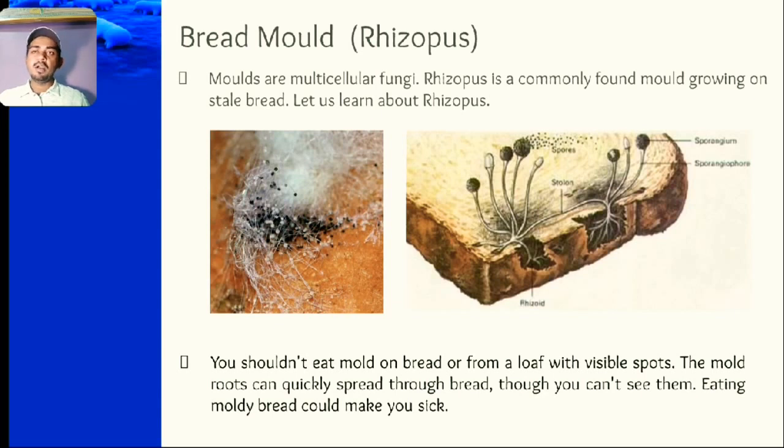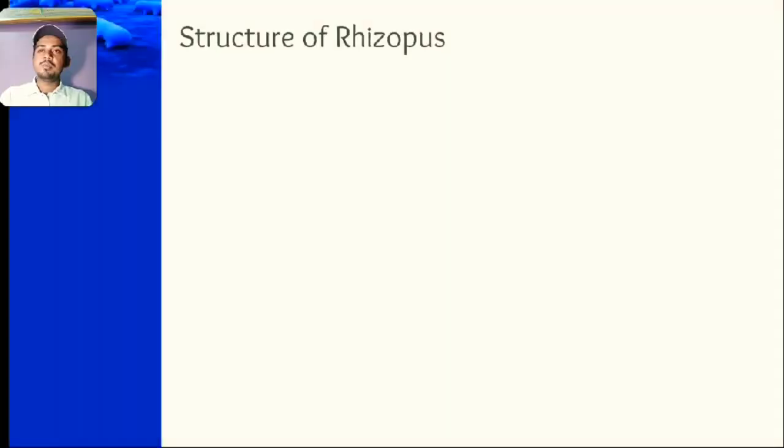If a loaf has mold on it, with visible spots, even small spots, you should not eat it. The mold roots can quickly spread through the bread, so you can't see them. Eating moldy bread could make you sick, and if you are mold infected then it could harm you a lot. Some people are mold allergic, and in that case it could cause some serious issues.